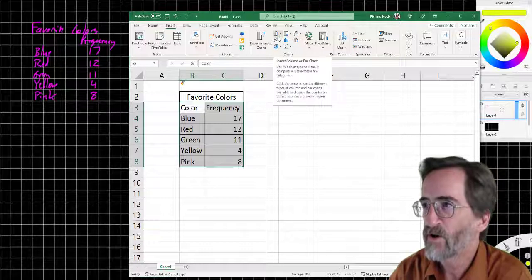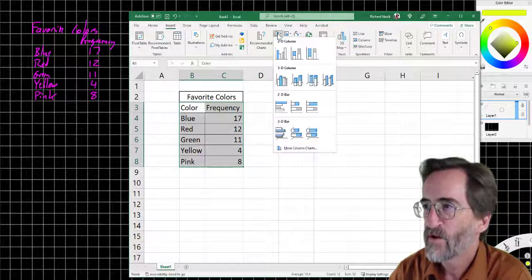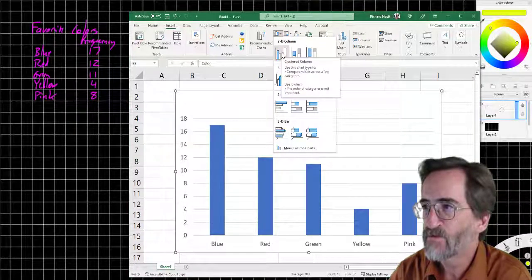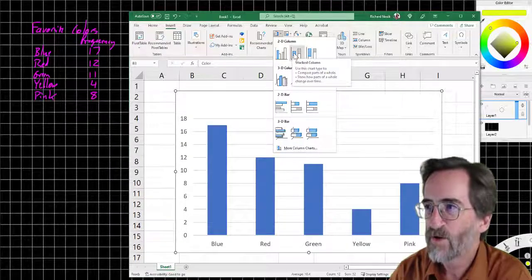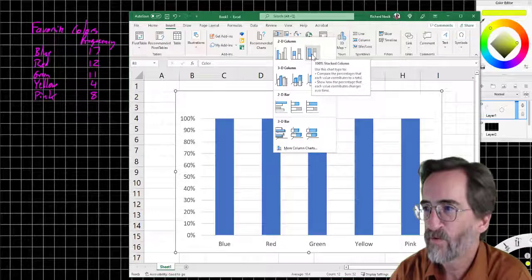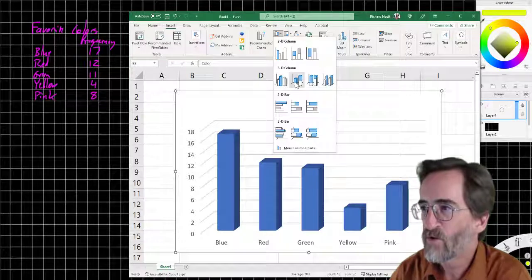Well, here's a bar graph here. Column or bar chart. That's different than statistics chart. That's where you get your histogram, I believe. Okay, and there are various types. We can use 2D columns, and it gives you a preview. We can use stacked columns. That's when you have more than one category, and we'll look at that here. And then percentages. 3D columns are kind of cool.